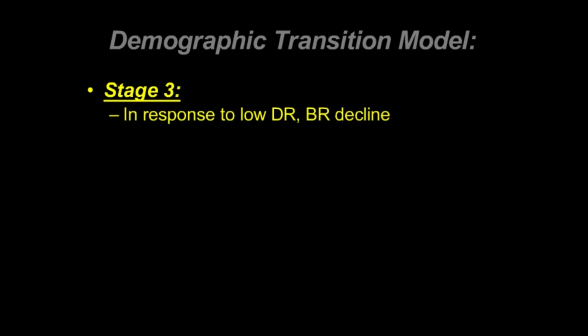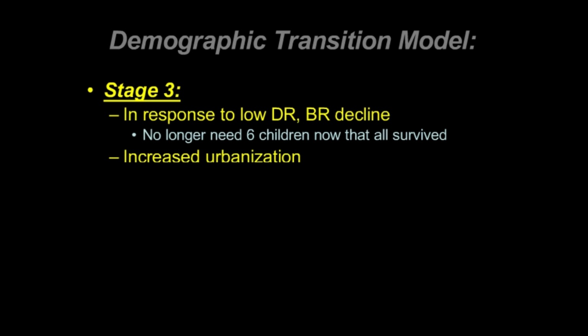Next up, stage 3. So in response to a lower death rate, now we see that lag no longer. Birth rates start to decline. So no longer do you need to have 6 children, now that the chances of them all surviving through their infancy and then through their younger childhood years are quite high.